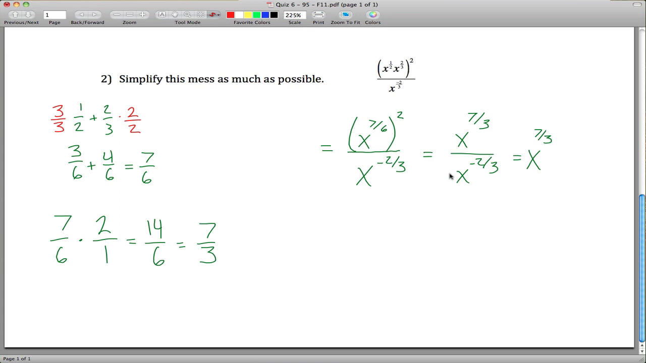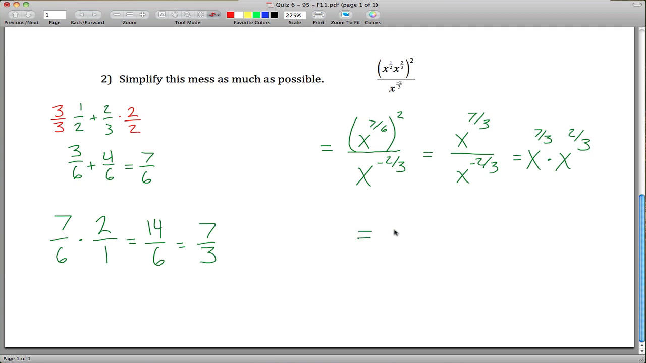I don't want to have this x in the denominator here. I want to move it up to the top. And I know that the way I can move something up to the top is by getting rid of the negative in the exponent. So instead of x to the 7/3 divided by x to the negative 2/3, we can call it x to the 7/3 times x to the positive 2/3. And I like to do it this way because for me it's easier to add numbers than to subtract.